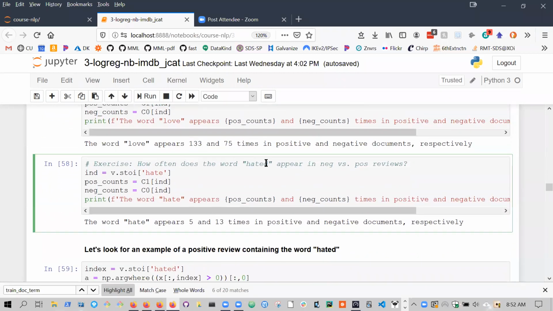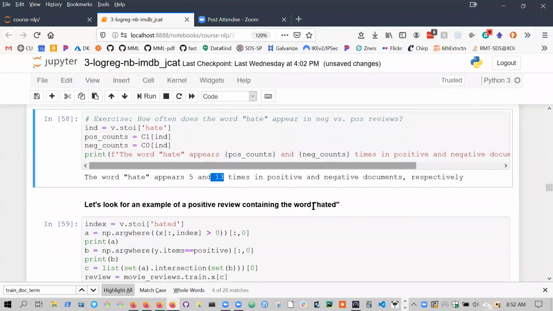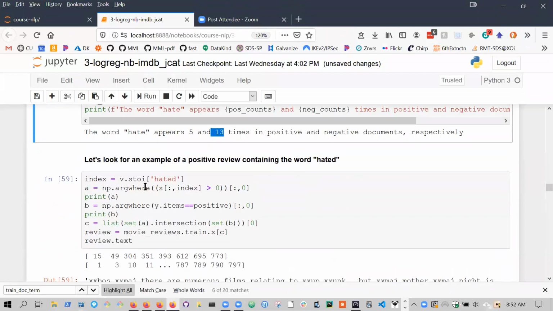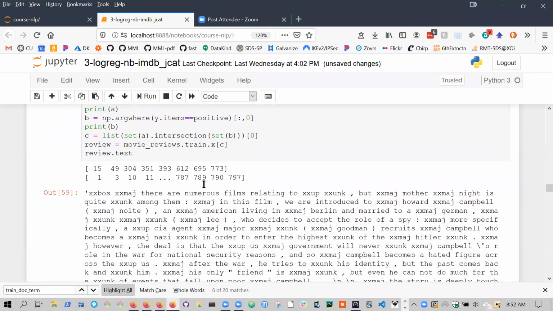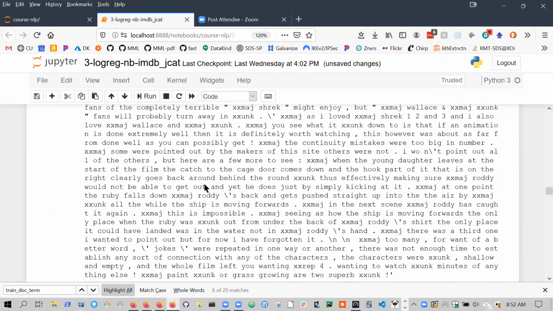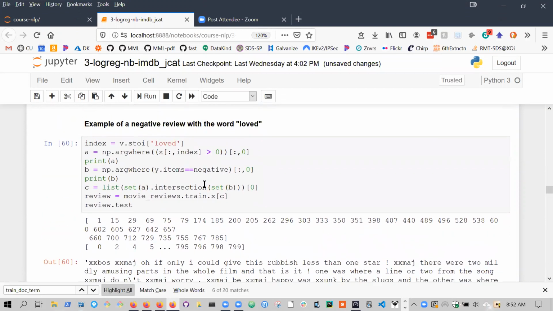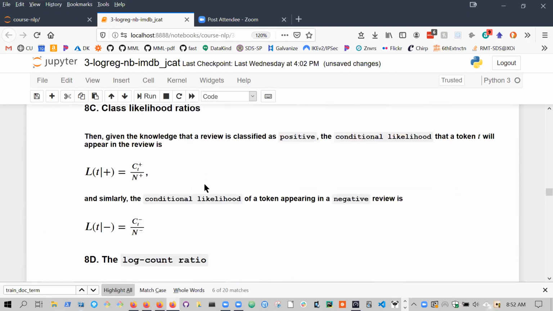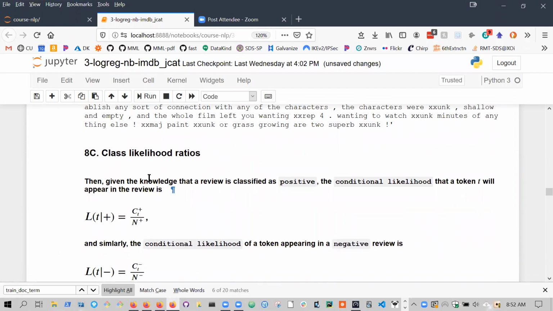Okay, how many times does the word hate appear in negative and positive reviews? And it turns out that hate appears 5 times in positive reviews and 13 times in negative reviews. And again, that's what you'd expect. Hate would be more likely to appear in negative reviews, right? And then Rachel had some ideas. Let's look for an example of a positive review containing the word hated. And she actually found one. And a negative review containing the word loved, and she found one. Or she found actually several. So she's just looking at one of them. Okay, that's just interesting.